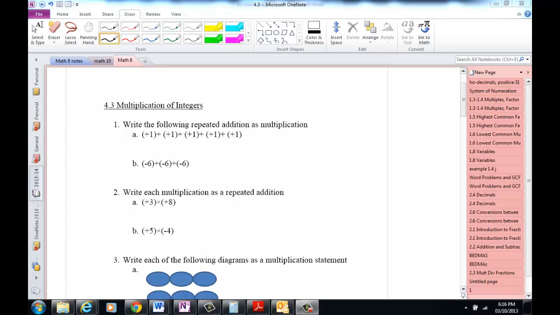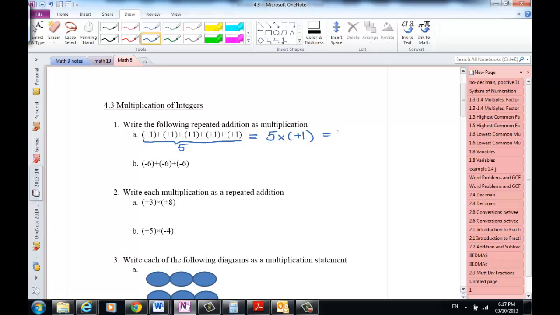So today will be our second lesson with integers, and we're going to look at multiplication. But we're going to start off by learning how to write repeated addition as a multiplication expression. So I think we've seen this before. What I want you to notice is that the ones are being added 5 times. And therefore we can actually change this so that it's 5 multiplied by positive 1.